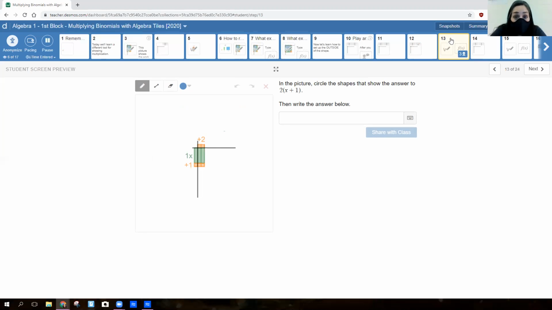All right, so now we have it set up. We need to write the answer in the box. So remember where the answer is. The answer is just on the inside. That's where your answer is. So inside we have 2 green and 2 little orange units. Go ahead and type what you think the answer would be and share with everybody.